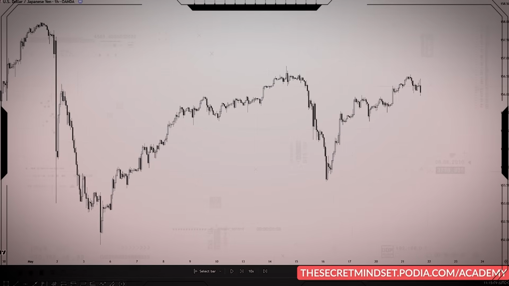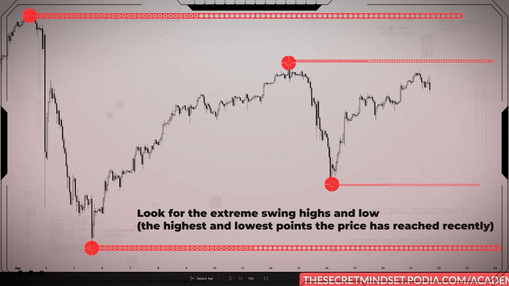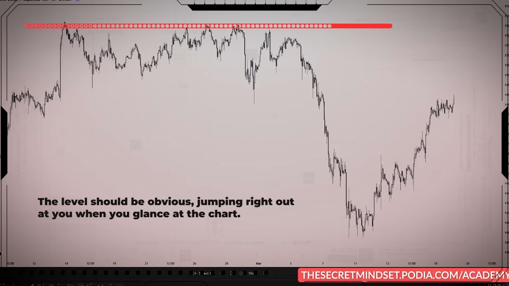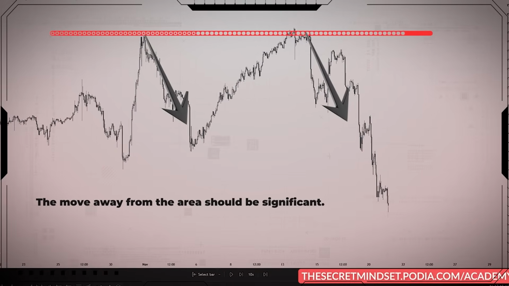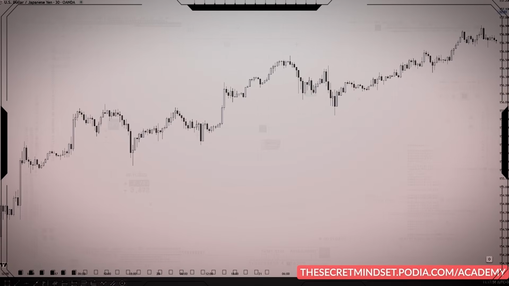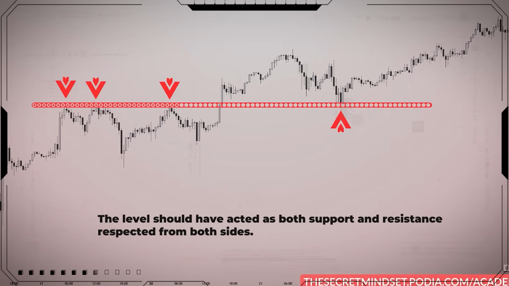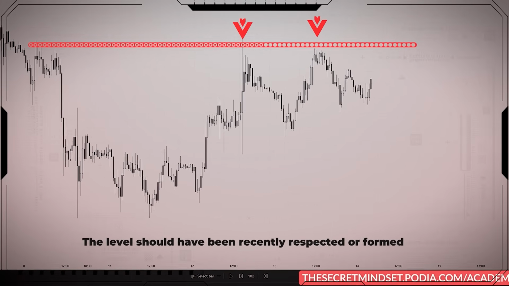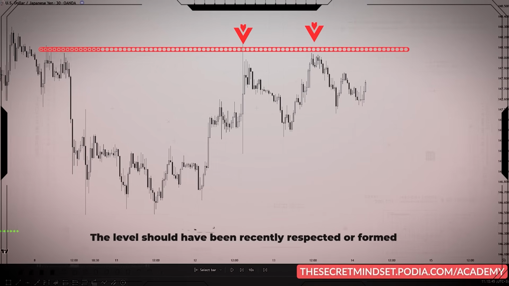This is how you spot these levels. First, look for the extreme swing highs and lows, the highest and lowest points the price has reached recently. Also, look for at least 2 rejections of an area. The level should be obvious, jumping right out at you when you glance at a chart. Also, the move away from the area should be significant. Another condition, the level should have acted as both support and resistance, respected from both sides. And finally, the level should have been recently respected or formed. You don't need all these conditions to draw a level, but the more rules it fulfills, the better.